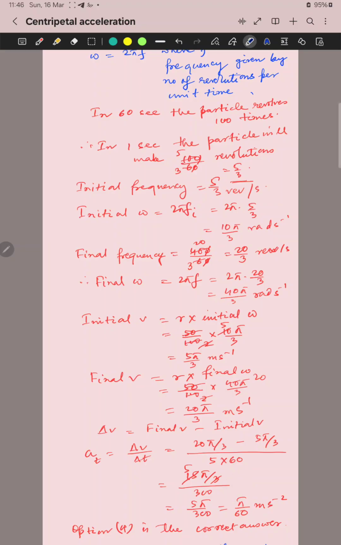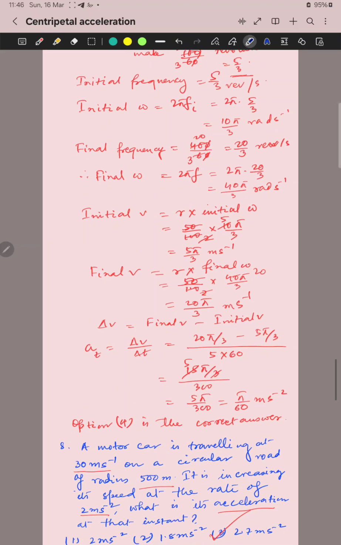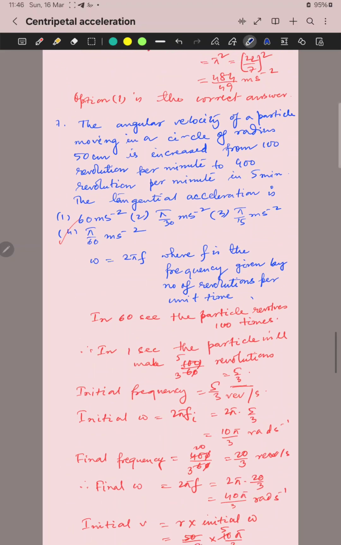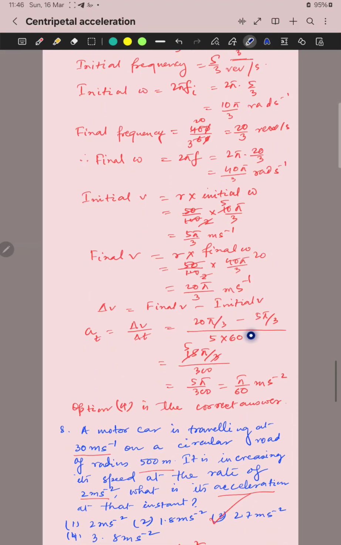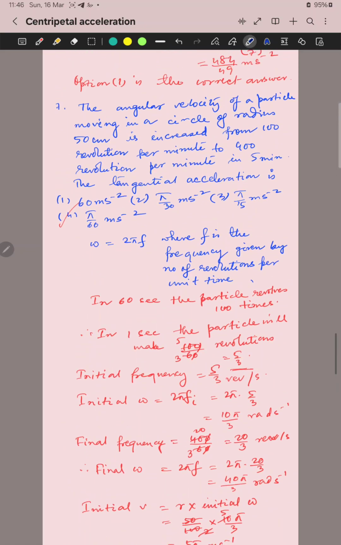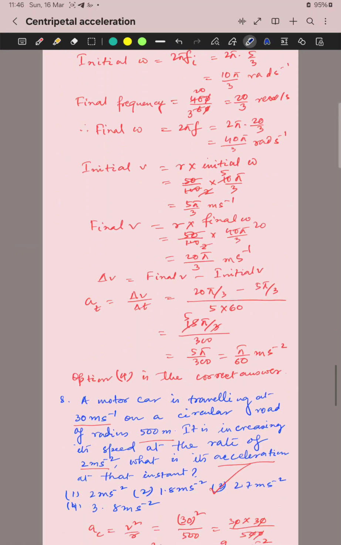After substituting all the values we get, and delta T is given as 5 minutes. So 5 minutes when converted to seconds gives us 300. 5 pi by 300, that comes equal to pi by 60 meter per second square. So option 4 is the correct option.